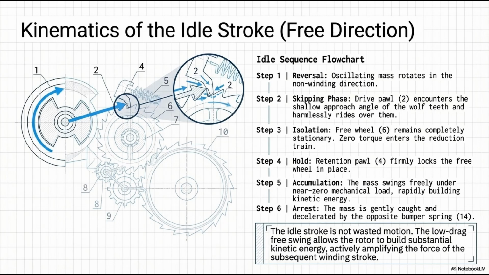Step 6, arrest, the mass is gently caught and decelerated by the opposite bumper spring, 14, ready to slingshot back into an active stroke. The idle stroke is not wasted motion, it actively amplifies the force of the subsequent winding stroke.